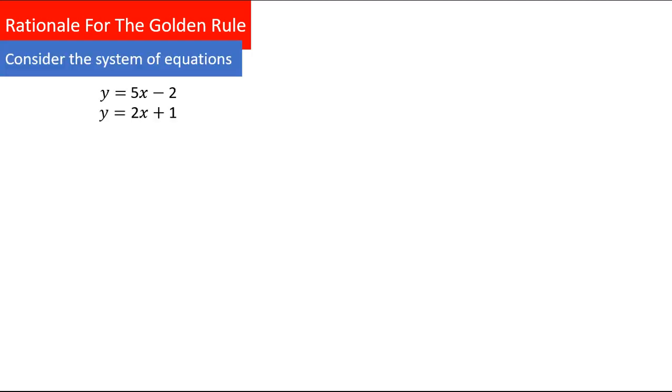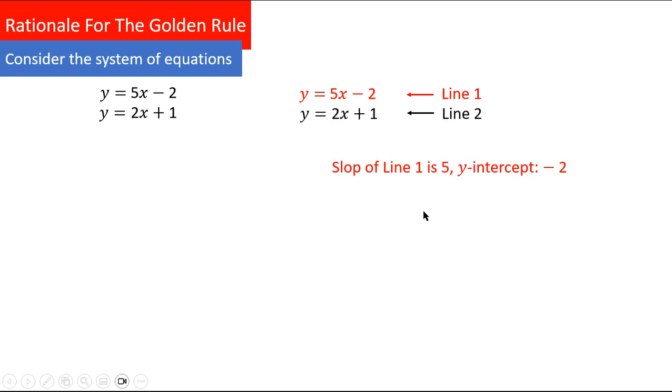Rationale for the Golden Rule. So why is this going to work? Consider the system of equations y equals 5x minus 2 and y equals 2x plus 1. The first line here, I'm calling line 1, and I'm calling the other line 2. For line 1, the slope is 5 and the y-intercept is -2. For line number 2, the slope is 2 and the y-intercept is +1.